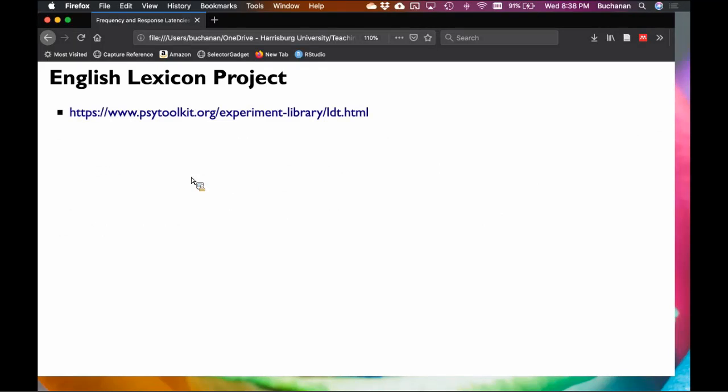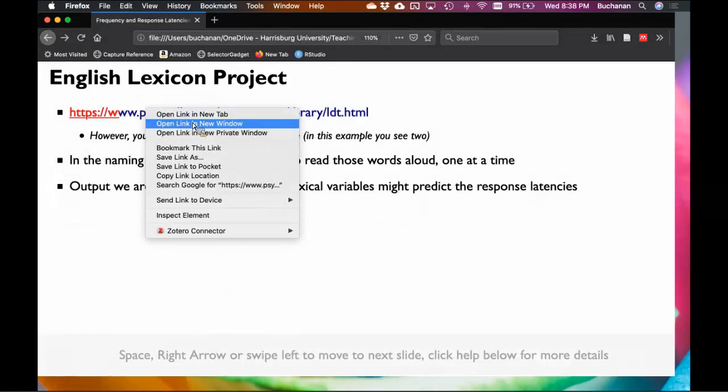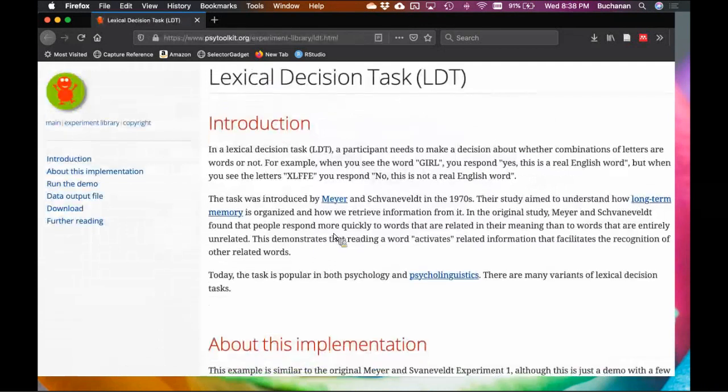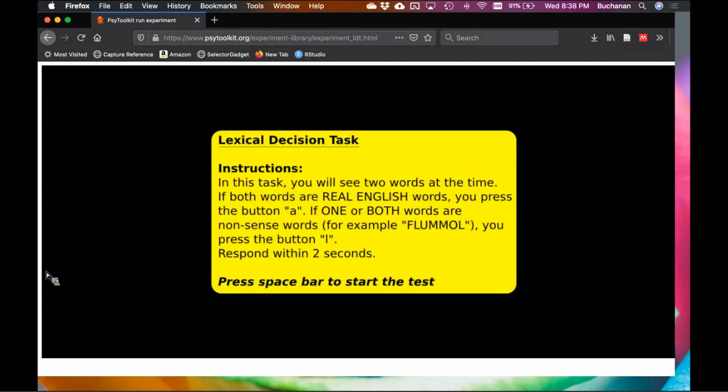And I have a demo here of a lexical decision task. Unfortunately, I've seen it about 100 times, so I'll try to not suck at it. All right. So it says I'm going to see two words at a time. Now, often in a lexical decision task, you'd only see one at a time, but in this one, we're going to see two. If they're both real words, I'm going to press the A button. If one or both of them are fake words or nonsense words, I'm going to press the L button, because this is a QWERTY keyboard, really.